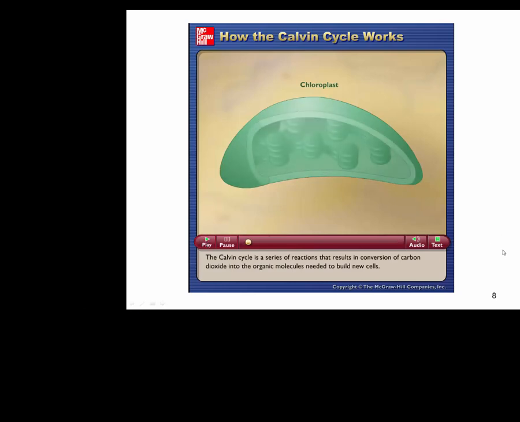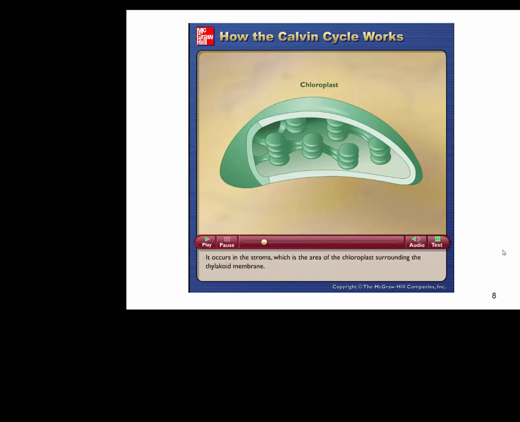The Calvin cycle is a series of reactions that results in conversion of carbon dioxide into the organic molecules needed to build new cells. It occurs in the stroma, which is the area of the chloroplast surrounding the thylakoid membrane.